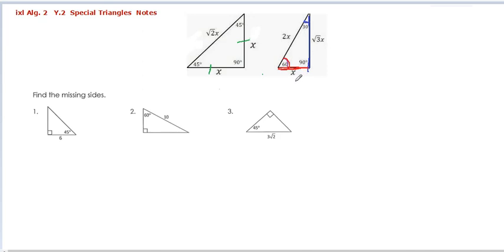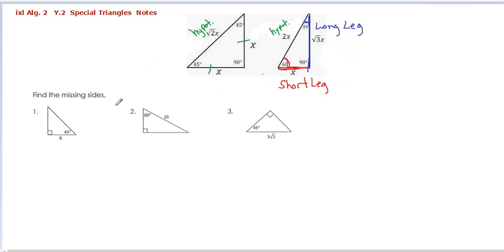So here's an example. If the short leg, which you'll see me call SL, short leg equals 5, then the long leg is going to be 5 times the square root of 3. And a lot of times I'll call that long leg. And the hypotenuse is double the short leg. So it's going to be 2 times 5, which is 10 in this example. Okay?